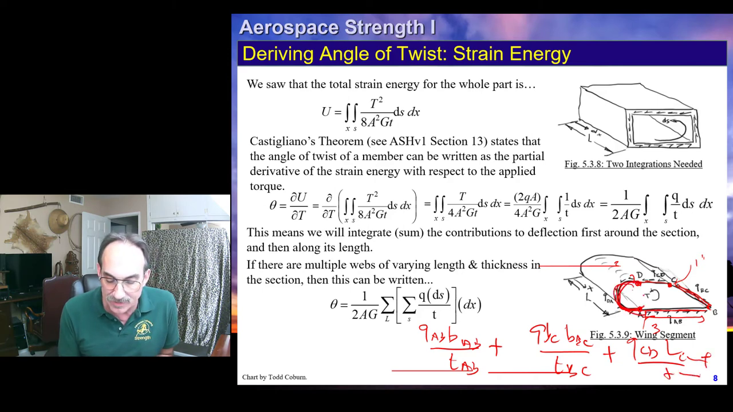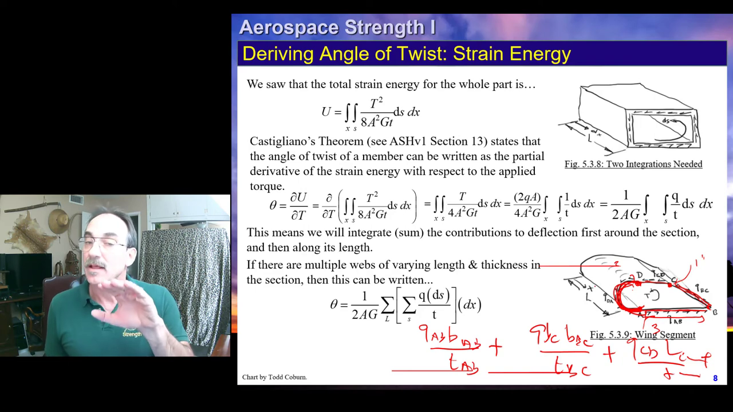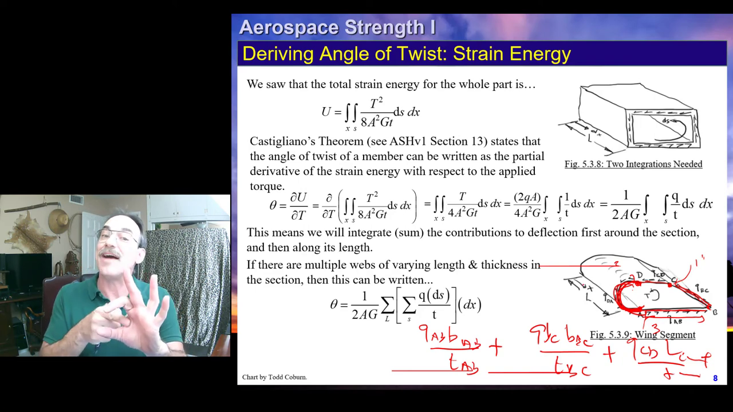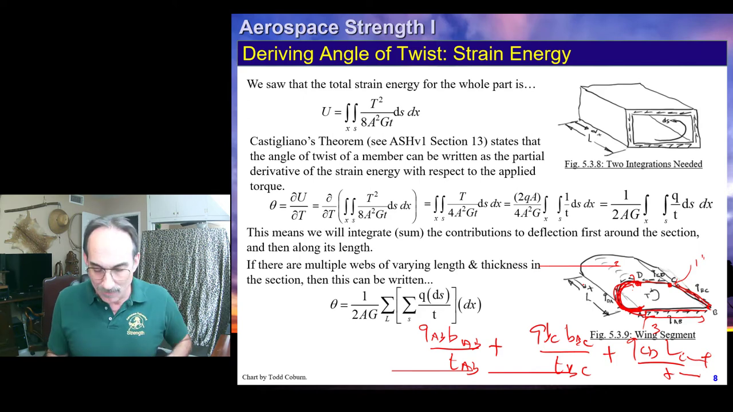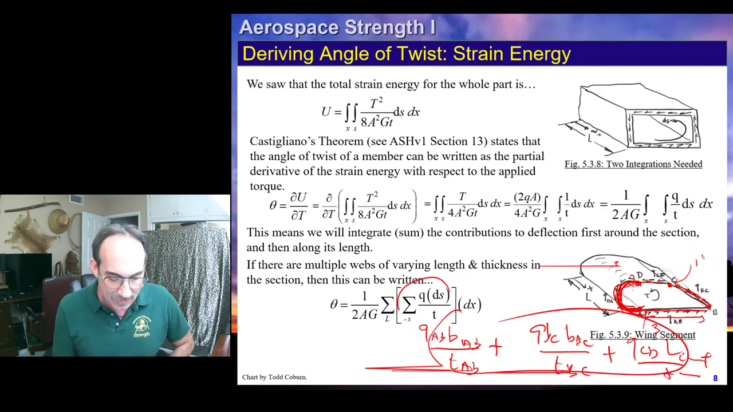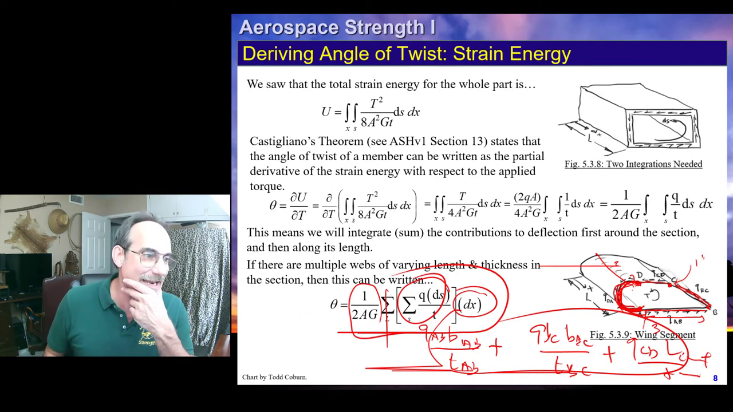This distance around this is just pi r, right? Common student mistake is to use 2 pi r. This is a half circle. The circumference of a circle is pi d or 2 pi r. The circumference of a half circle is pi r. So that little length times the shear flow divided by the thickness. Add those together, that gives you this term. This is constant section, so that just becomes L when you do that summation, and you end up with that solution. See how easy that is?